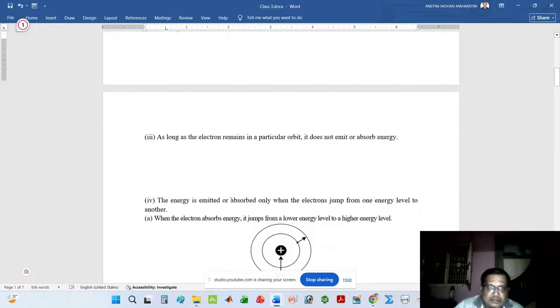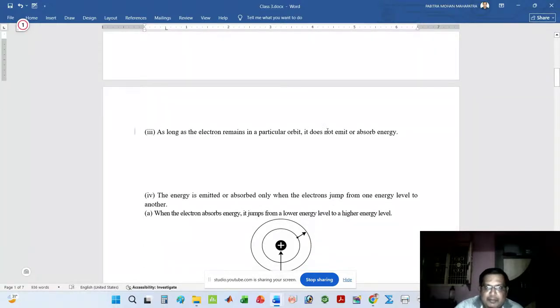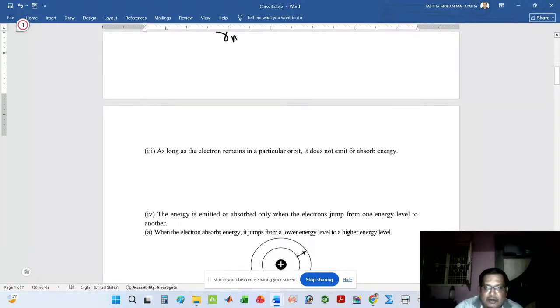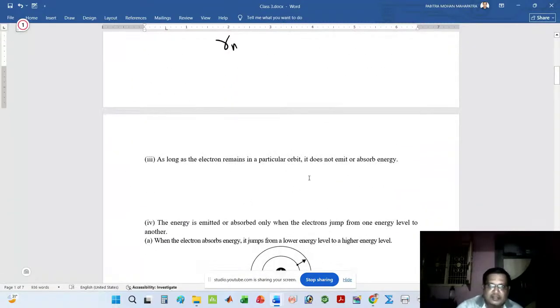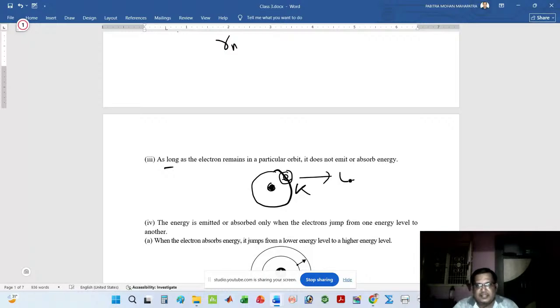Next point is, as long as the electron remains in a particular orbit, it does not emit or absorb energy. Suppose an electron is present at the K cell. This is your nucleus, present at the center, and this is your K cell. Let me explain clearly what the point is. Suppose an electron is present in the K cell. It has a fixed energy and fixed radius, that is U1 and R1.